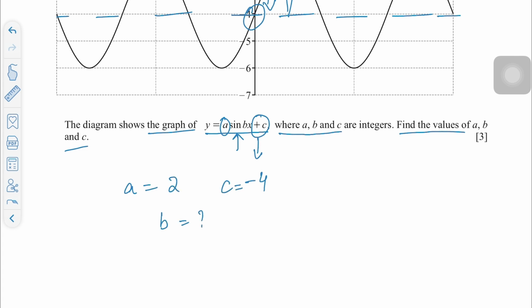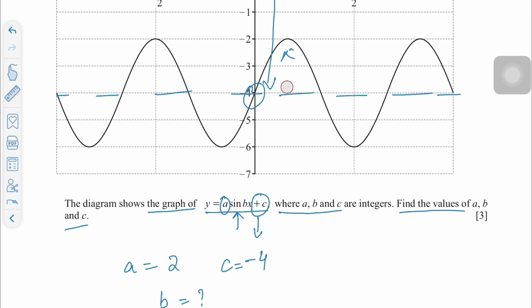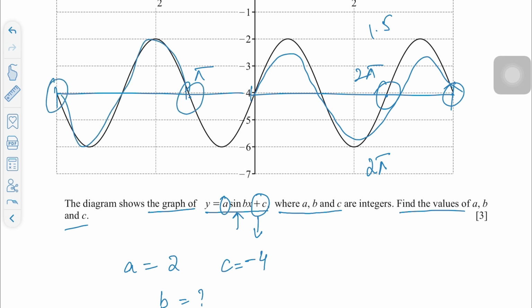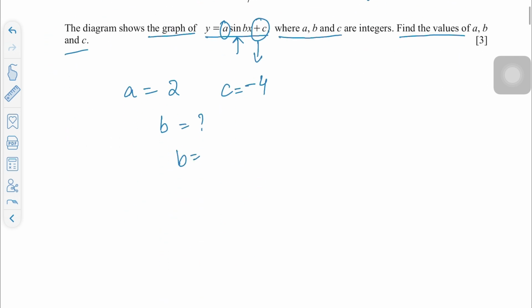We have to calculate our B. To calculate B, we have to count how many waves are being made in the minus pi till pi range, or you can say 2 pi range. So minus pi till 0 is pi range, and this is 2 pi, right? If we look at it carefully, this is 1.5 waves. One wave completes here, and the half wave is here. The other half of that wave is here, and this is the complete wave. So we have 3 waves here, so our B would be 3.